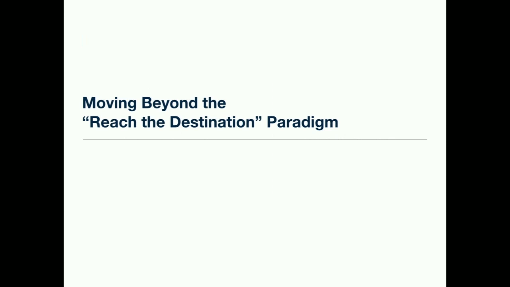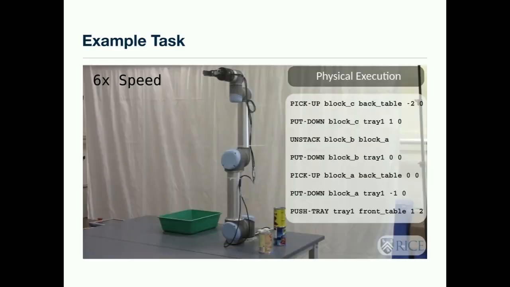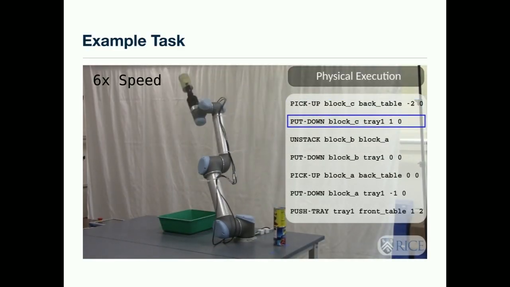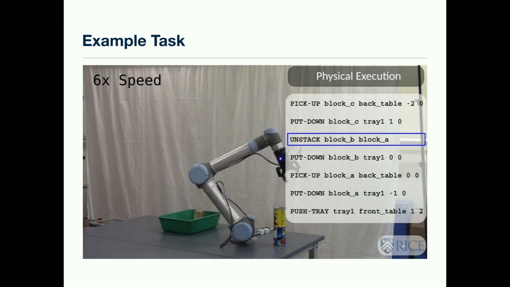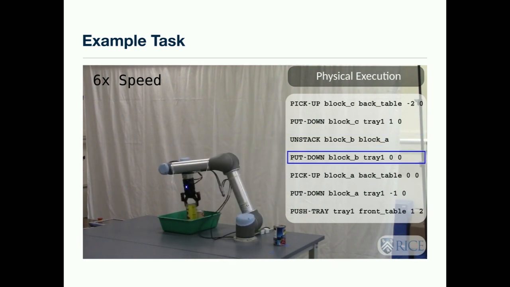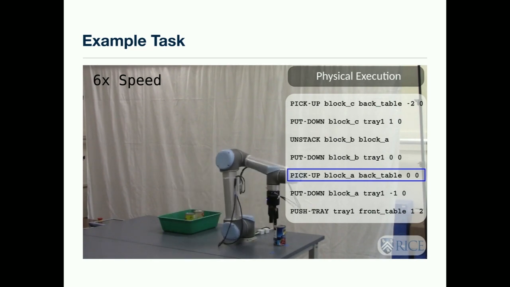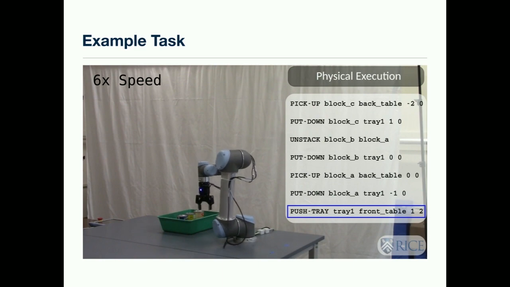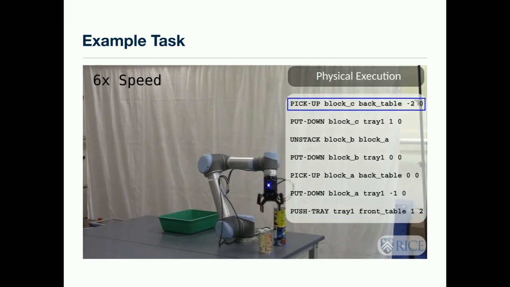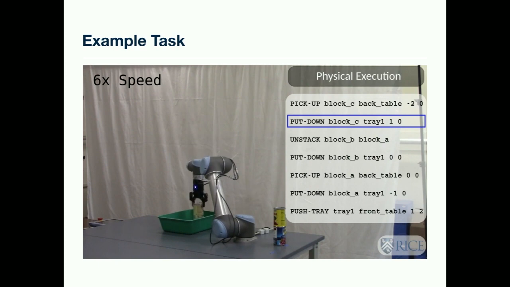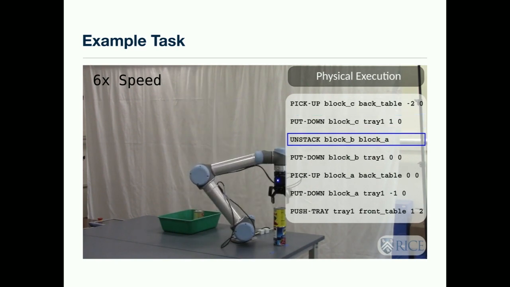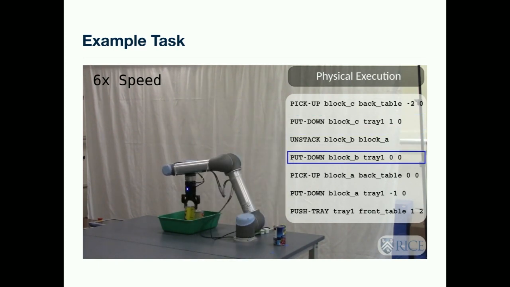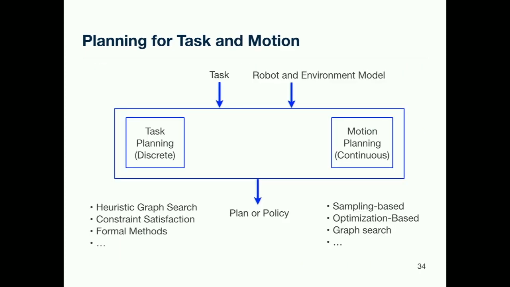I call this moving beyond the reach the destination paradigm, doing a mission. And here is an example from work in our lab. You can see an initial configuration of these three cans. The goal specification is that we want them in the tray, and then we want to push the tray. We do not instruct the robot which can to pick up first and which can to pick up second. This is done automatically from the high-level specification to the low-level motor control. I call this task and motion planning, and I think it's a challenge for us as a community.